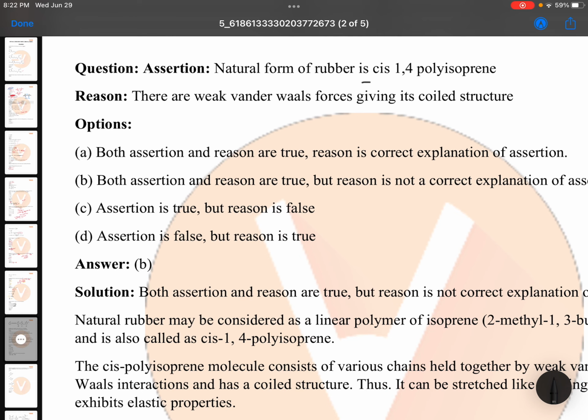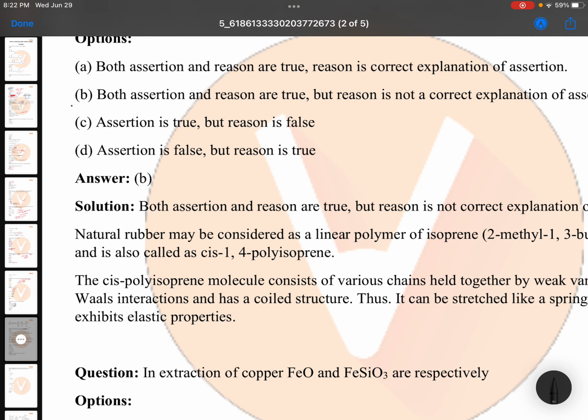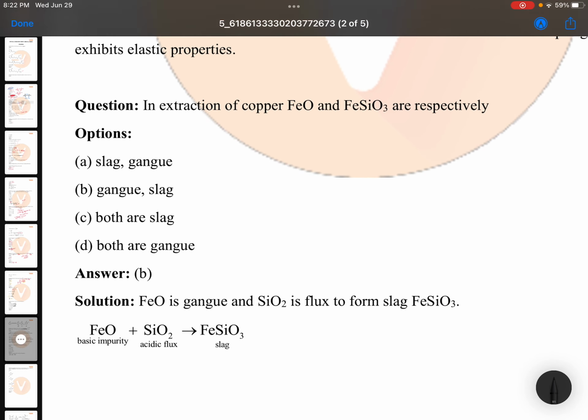Natural form of rubber is cis-1,4-polyisoprene. Correct option. There are weak van der Waals forces giving its coil structure. This is also right option, but there is no relation. Option B. Both are correct, but that is not a correct explanation.